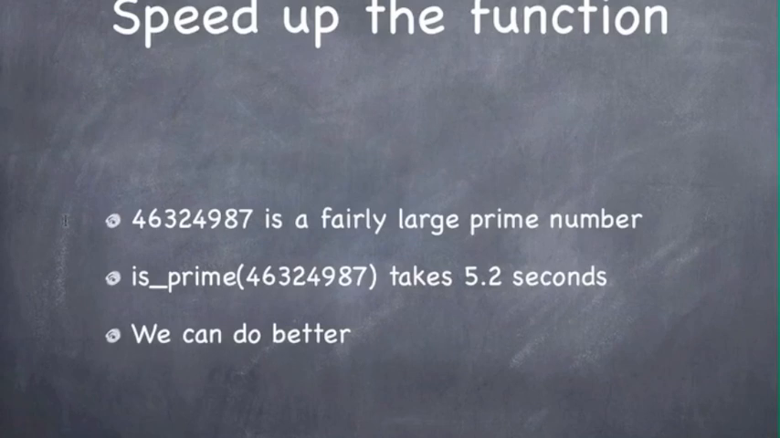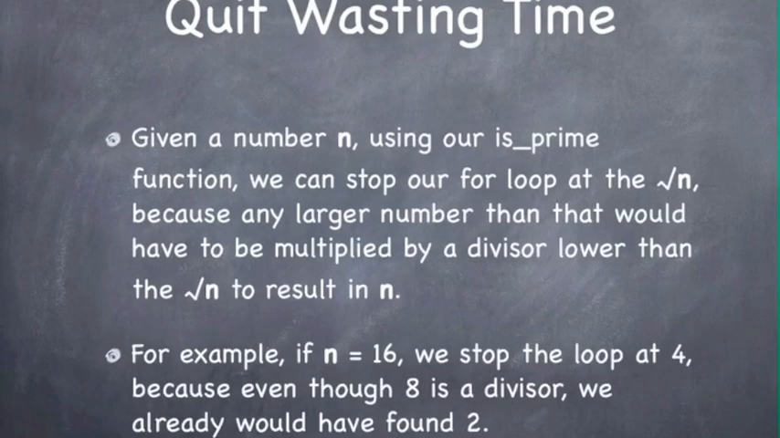But this function is not very fast. Here's a large prime number. It's 46,324,987. That's a prime number. It's pretty large. If we use our current isPrime function on that number, it takes 5.2 seconds to figure out that that's a prime number. But we can do better. So let's quit wasting time.